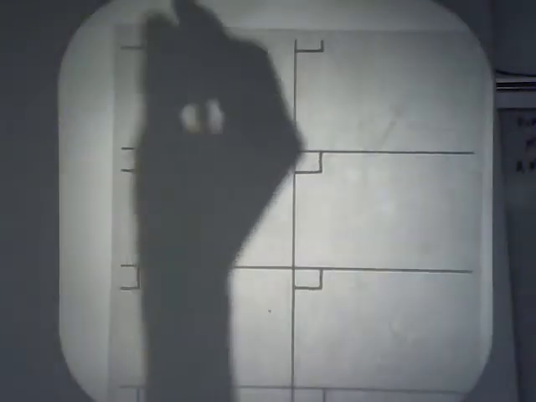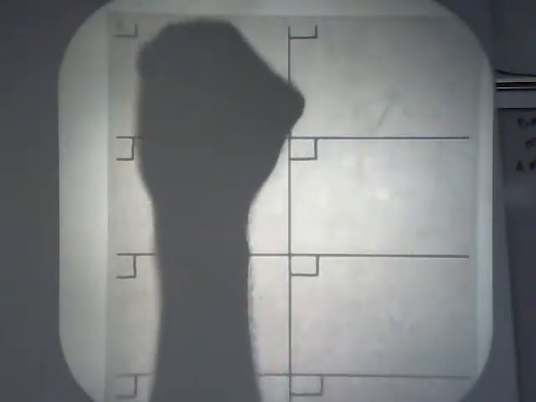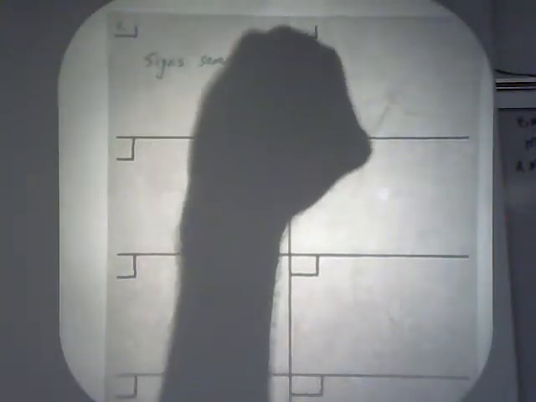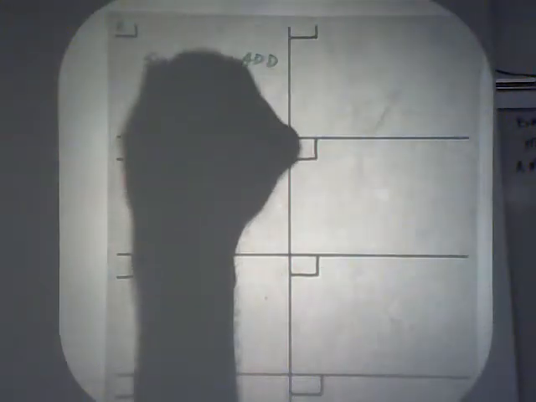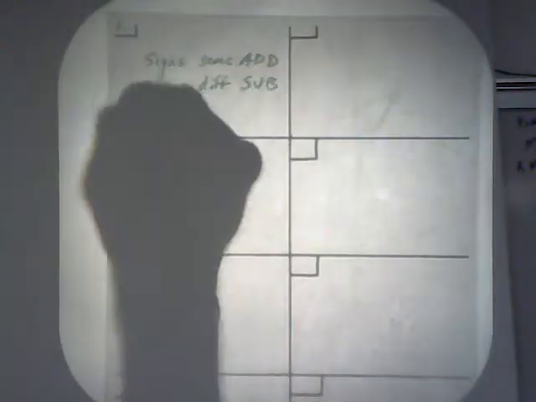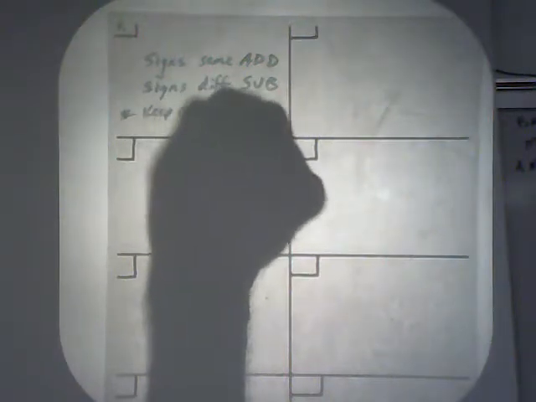Okay, so let's make sure we've got it. Remember we said the key thing to remember to subtract integers. When the signs are the same, add. When the signs are different, subtract. The most important part: keep the sign of the bigger looking number, which is really the bigger absolute value. Remember, the absolute value is the number of hops from 0.